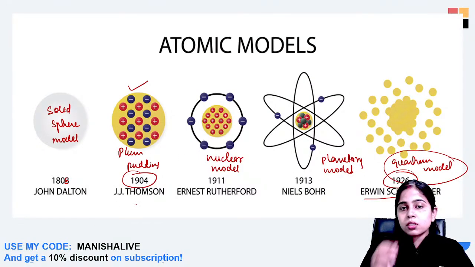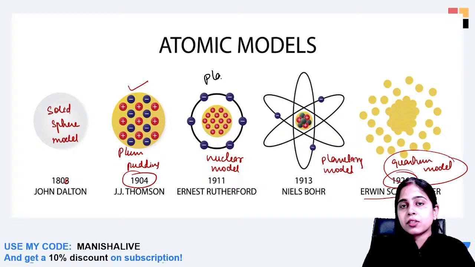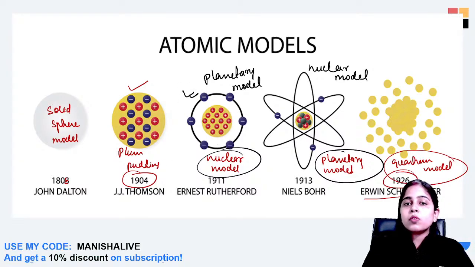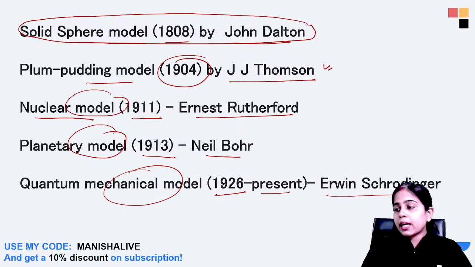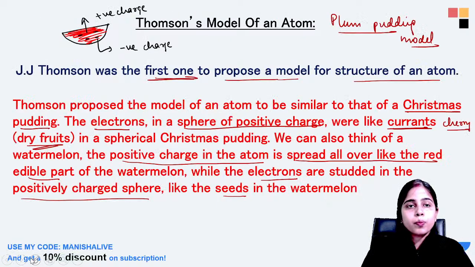In some books, I would like to clear this concept, you will find that this model is named as planetary model, and this model is named as nuclear model. So there is a confusion in both the models, but in your book it is given as planetary model, so we will go with this only. And this is the entire chronological order, which model was given by whom.